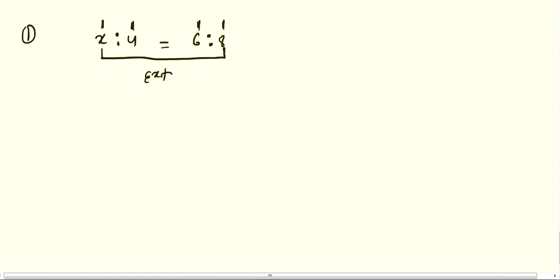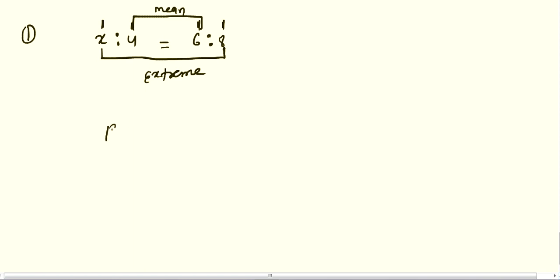Question number 2. Find the value of x. First question. X is to 4 equals to 6 is to 8. Now in this you are having equal sign. Suppose if you are having symbol of proportion. Symbol of proportion means what? Equal. Equal sign and proportion means same. Clear? So this is the first term, second term, third term, fourth term. The first and the fourth term is known as extreme terms. Second and third terms are mean terms.